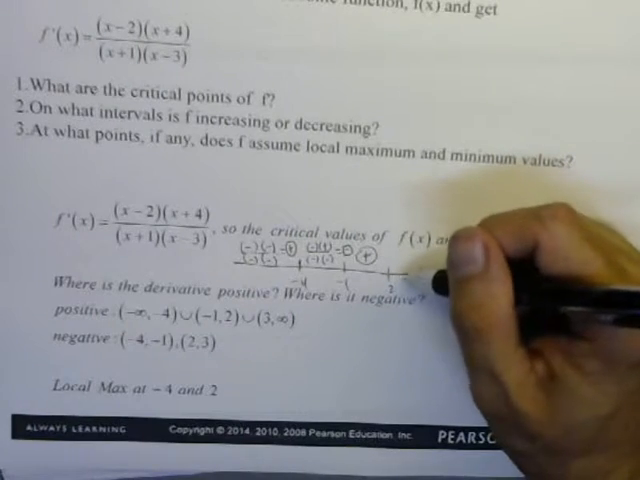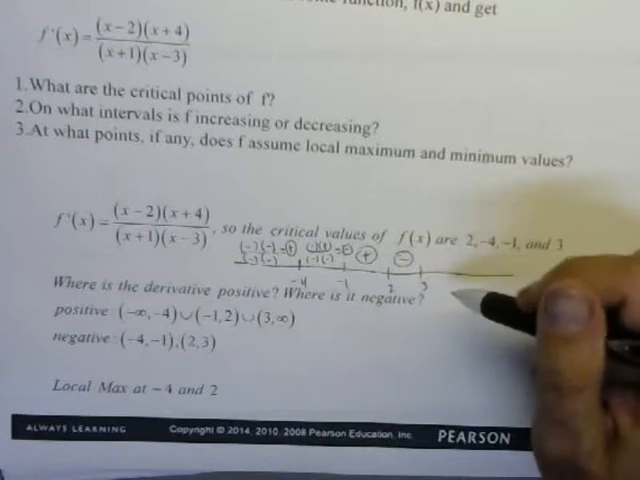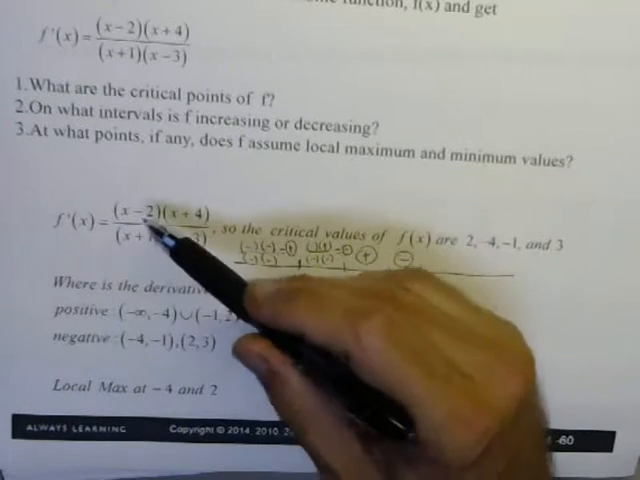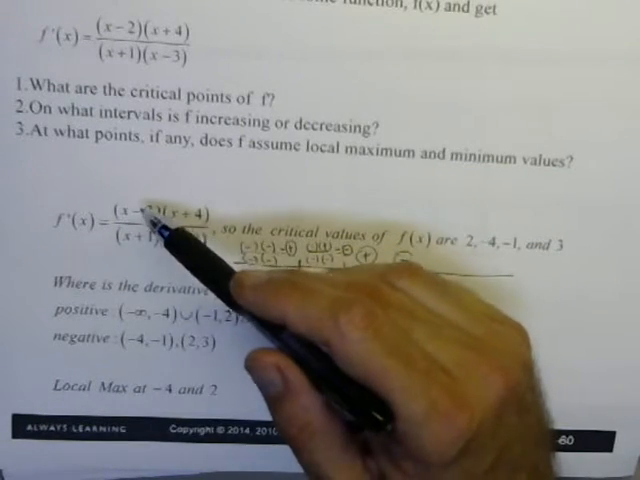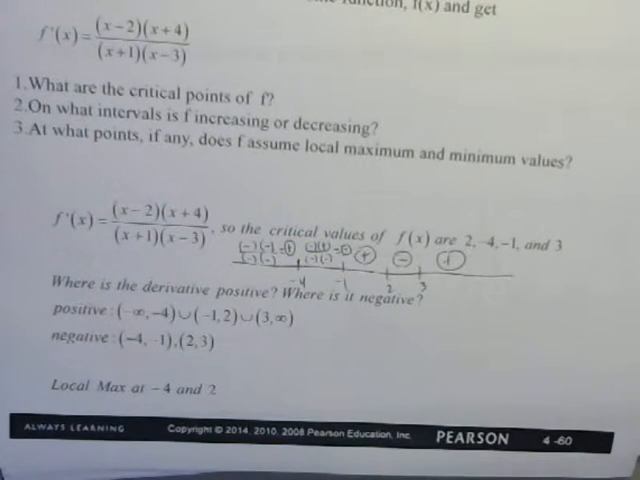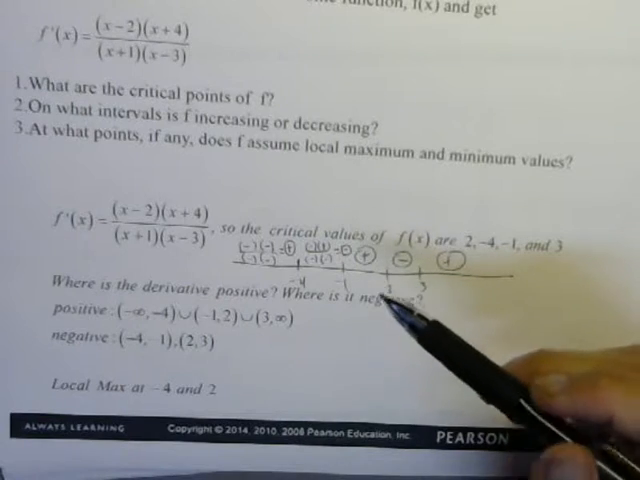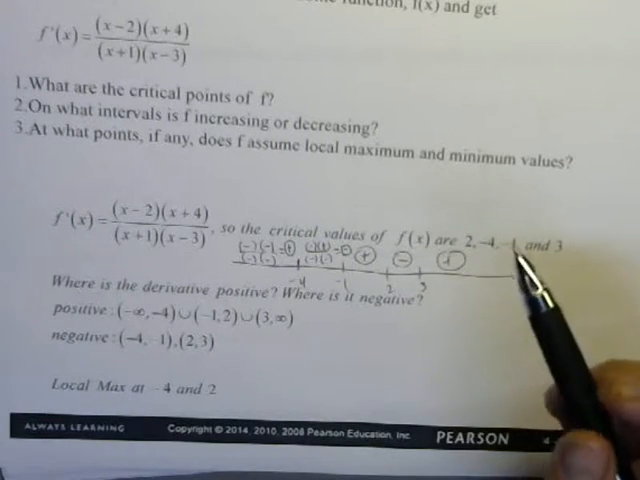Pick some number in here like 2.5, stick that in for x, right? I think that'll give you negative. And finally pick some number bigger than 3, like 4, that should make all these things positive, so you'll have positive there. So wherever the slope is positive, the function is increasing, and wherever it's negative, it's decreasing, right?